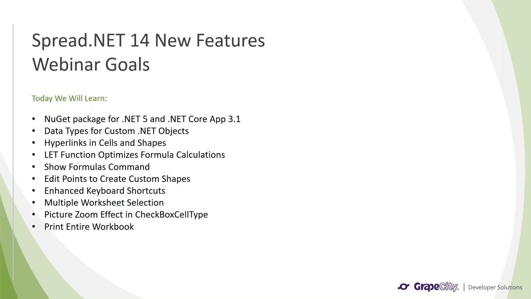Today, I will present the feature enhancements that we have implemented in version 14 of spread.net Windows Forms. These include the new NuGet package for .NET 5 and .NET Core 3.1, data types for custom .NET objects, cell types in, hyperlinks in cells and shapes, the new LET function and how it can optimize formula calculations, the Show Formulas command, the new edit points feature for creating custom shapes, new enhanced keyboard shortcuts, multiple worksheet selection, picture zoom effect in the checkbox cell type, and finally, enhancements to the advanced print preview that allow the user to easily print the whole workbook with one print job.